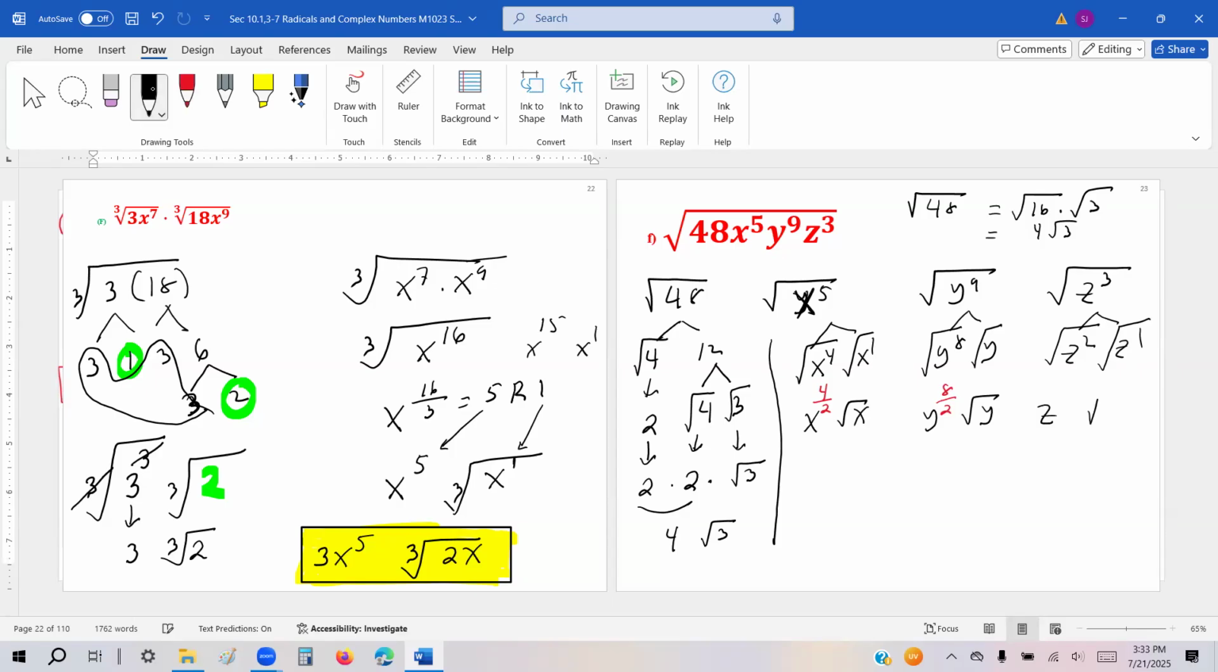And you have z, which is 2 divided by 2. So all these powers, you divide by 2. So you get x squared with the square root of x. Y to the 4 with the square root of y. Z with the 1 power with square root of z. So for each of them, you have something inside, something outside.